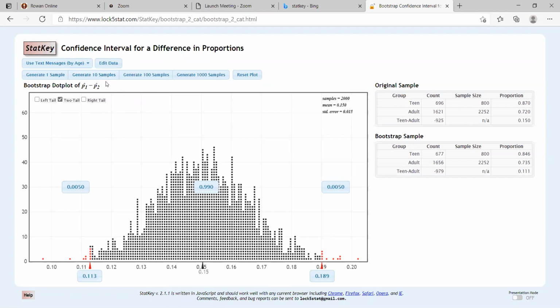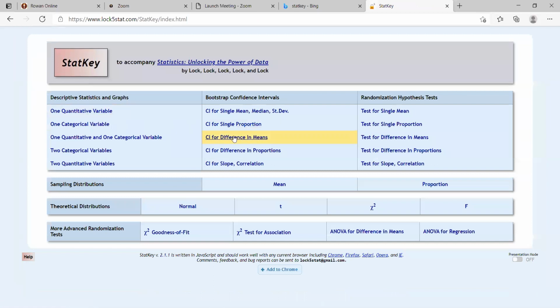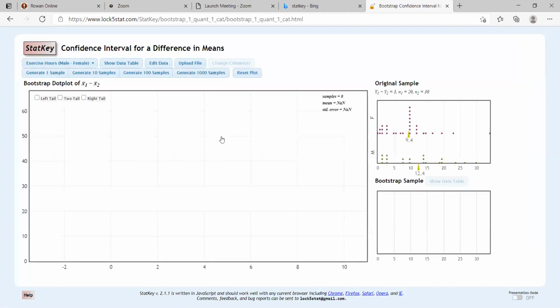Let's go back to StatKey. We have one more type to look at, and that's the difference in means. Okay, so this one actually looks like a good example. Suppose we ask two groups of people, males and females, how many hours a week do you exercise?